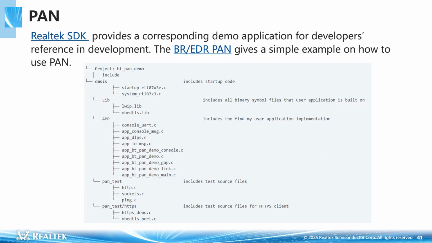SDK provides a corresponding demo application for developers' reference in development. The EDR PAN gives a simple example on how to use PAN. The image describes the file structure of the demo project. For information on handling PAN API and callback messages, you can refer to the app bt pan demo file.